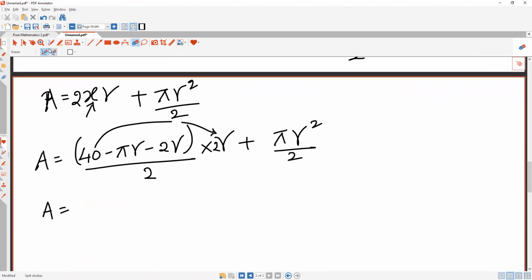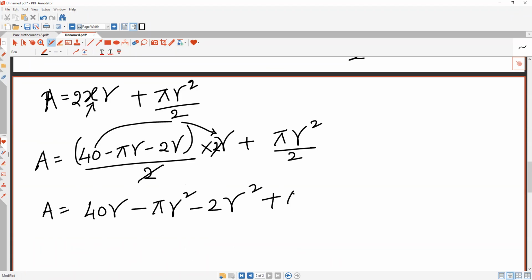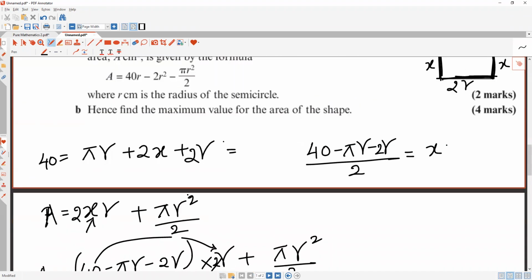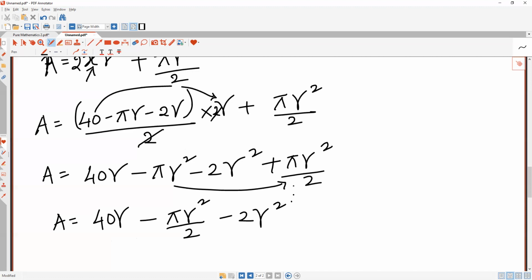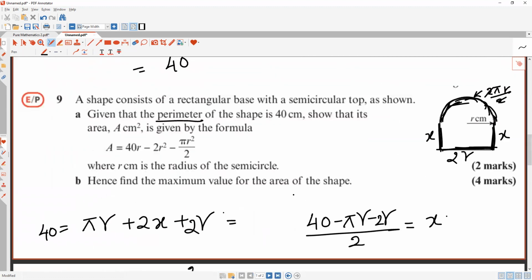Okay, so how much is it? 40 into 2, whatever, 2 gets cancelled. When 2 gets cancelled, you are left with 40r minus pi r square minus 2r square plus pi r square by 2. So minus pi r square plus pi r square by 2 should give me minus pi r square by 2, which matched everything. So hence proved: 40r minus pi r square by 2, because if we combine these two, minus 2r square. Is everyone understanding? Maria, Mehek, do you understand?